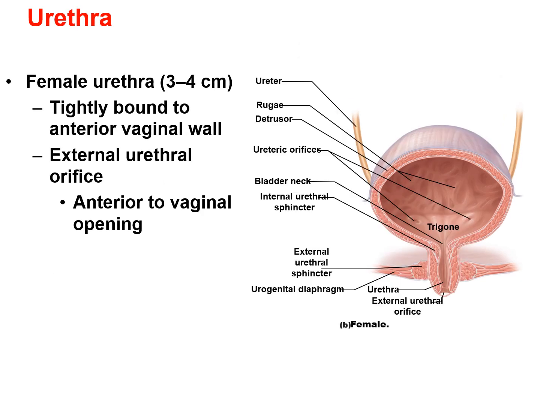Draining the bladder is going to be the urethra. So the urethra is going to carry urine from the bladder to the exterior. And there is a difference between a female urethra and a male urethra. In females, the urethra is very short. It is only about 3 or 4 centimeters. It's tightly bound to the anterior vaginal wall, and you would have the urethra opening to the outside of the body at an opening called the external urethral orifice. The external urethral orifice will be the opening that is going to be anterior to the opening of the vagina.